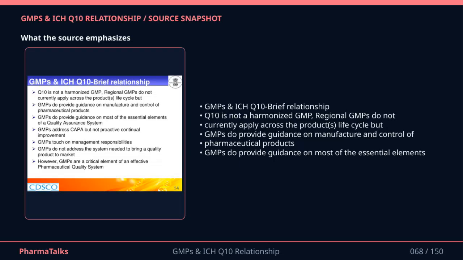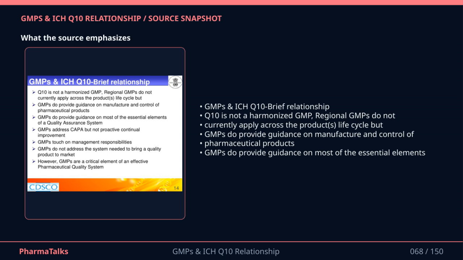Here, we're looking at the relationship between good manufacturing practices, or GMPs, and ICH Q10. It's important to understand that while ICH Q10 provides a comprehensive model for pharmaceutical quality systems, it is not itself a harmonized GMP standard. Regional GMP standards still apply and can vary by location.